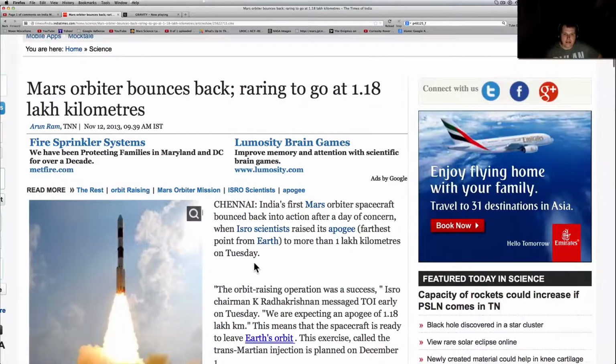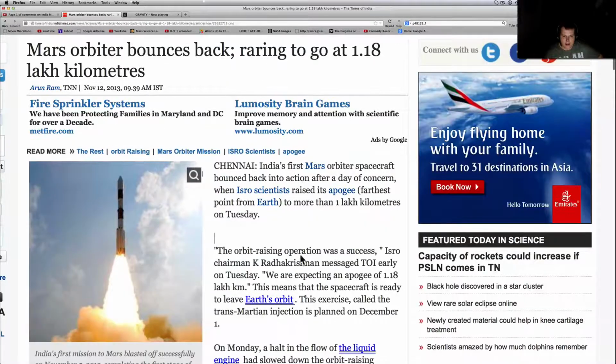All right, India's first Mars orbiter spacecraft bounced back into action after a day of concern when ISRO scientists raised its apogee, farthest point from the Earth, to more than 1 lakh kilometers on Tuesday. The orbit-raising operation was a success, the chairman told TOI early on Tuesday. We're expecting an apogee of 1.18 lakh kilometers. This means that the spacecraft is ready to leave Earth's orbit. This exercise, called the Trans-Martian Injection, is planned on December 1st.